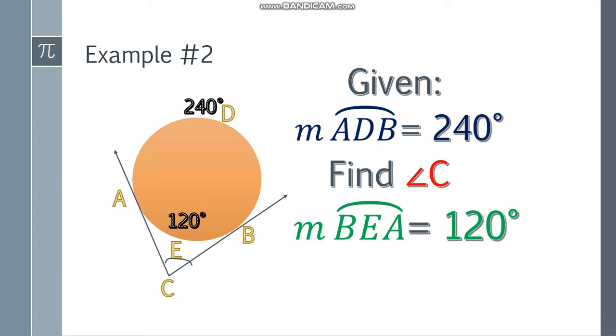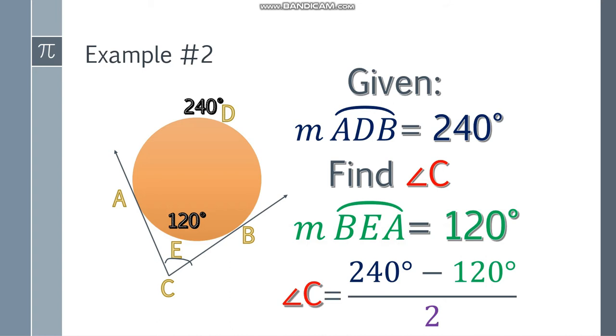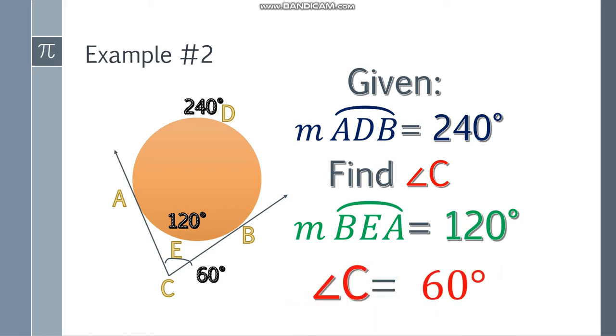Now let's apply the formula. The larger arc, that is 240, minus the smaller arc, that is 120. And the answer to that one, we have to divide by 2. Let's simplify it. 240 minus 120, that will be 120 degrees. You have to divide it by 2, and the final answer will be 60 degrees. So angle C is 60 degrees.